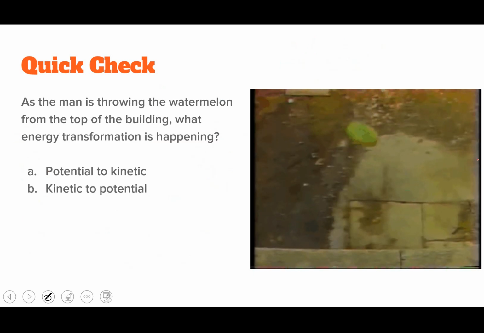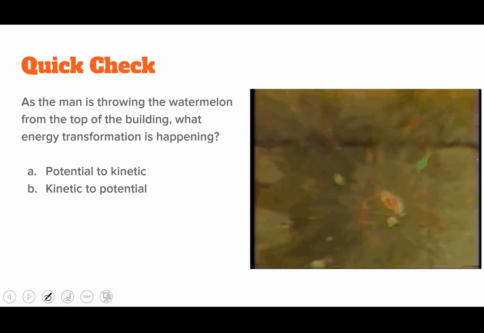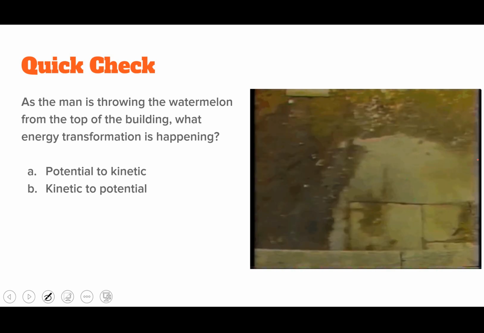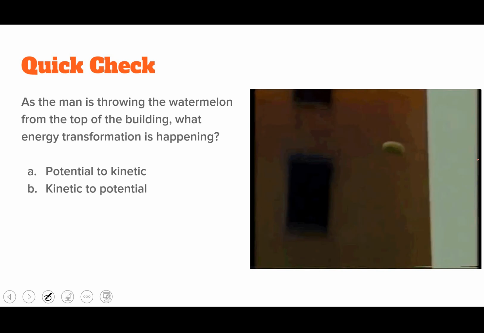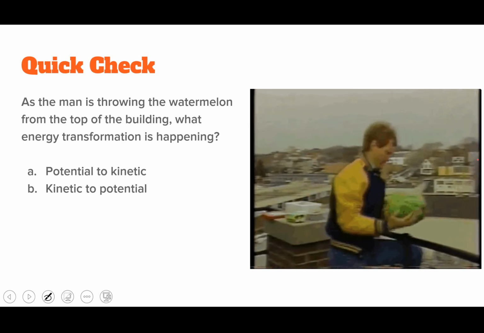So let's go ahead and try this. As the man is throwing the watermelon from the top of the building, what energy transformation is happening? I want you to try this. Is it potential to kinetic or kinetic to potential? Try this question and we'll go over it.